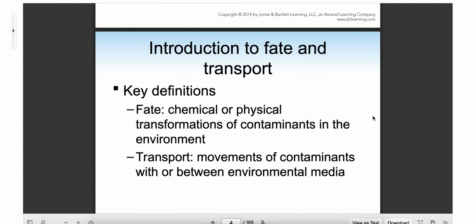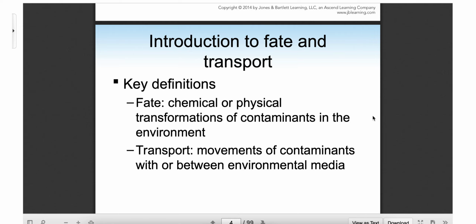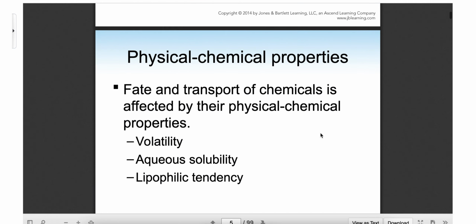When we get started, there's a lot of key definitions. You've got fate, which is what happens to a chemical or physical transformation of those contaminants, like where is it going, the fate of something, and then how does it move there, that's the transport of it. The fate is affected by a lot of things when it comes to the physical and chemical properties of a particular contaminant. Think of a contaminant as a variety of different things. It could be smoke, water, or radiation. There are lots of different things that could be considered a hazard, or a contaminant.